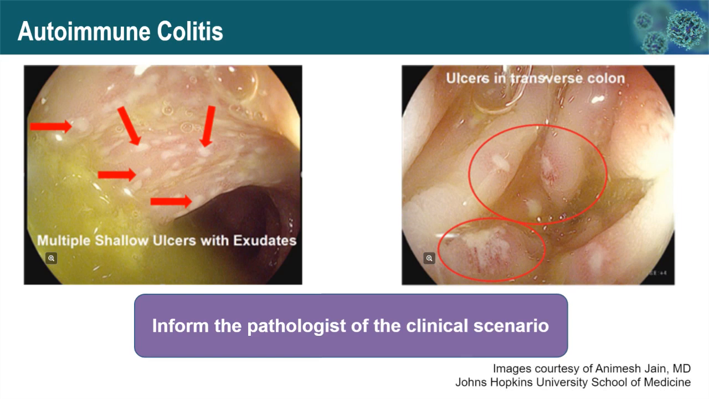The patient underwent a colonoscopy and demonstrated some colonoscopic evidence of classic autoimmune colitis. For example, the demonstration of multiple shallow ulcers with the presence of exudates and ulcers also in the transverse colon. It is important, as noted in this slide, to inform the pathologist of the clinical scenario, as these appearances may represent a number of other items on the differential diagnosis, and the recent treatment with ipilimumab may help to hone this.